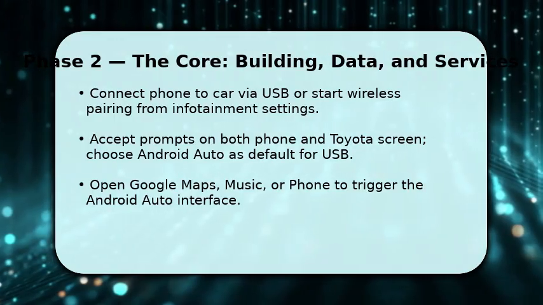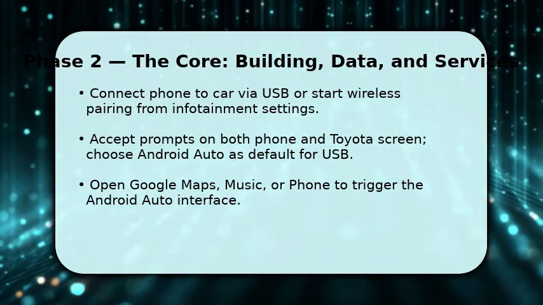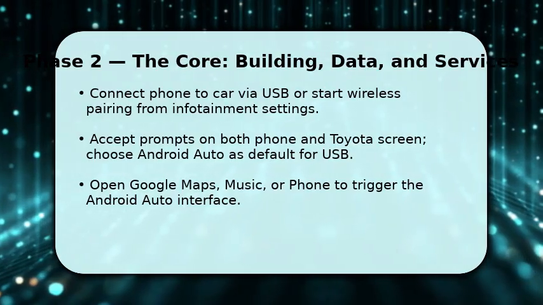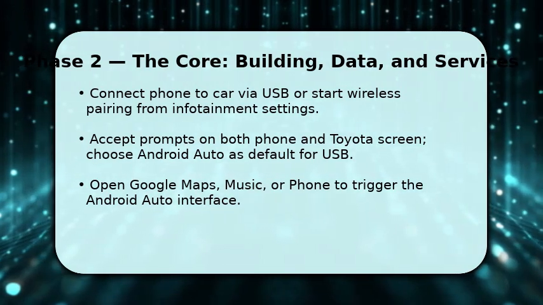Once paired, open Google Maps or a music app on your phone to force the head unit to load Android Auto. This shows you why permissions matter. Without them, maps and voice commands won't function correctly.